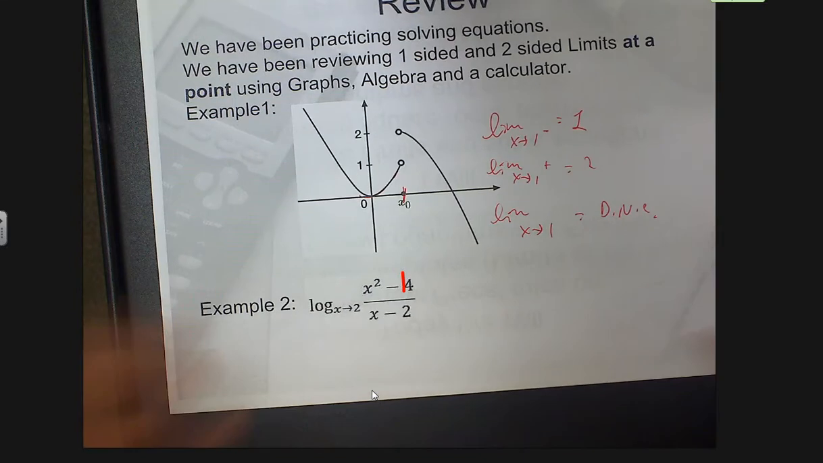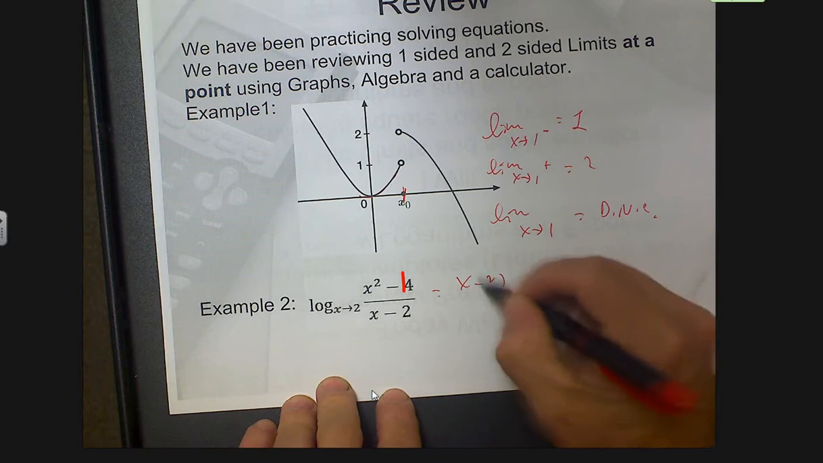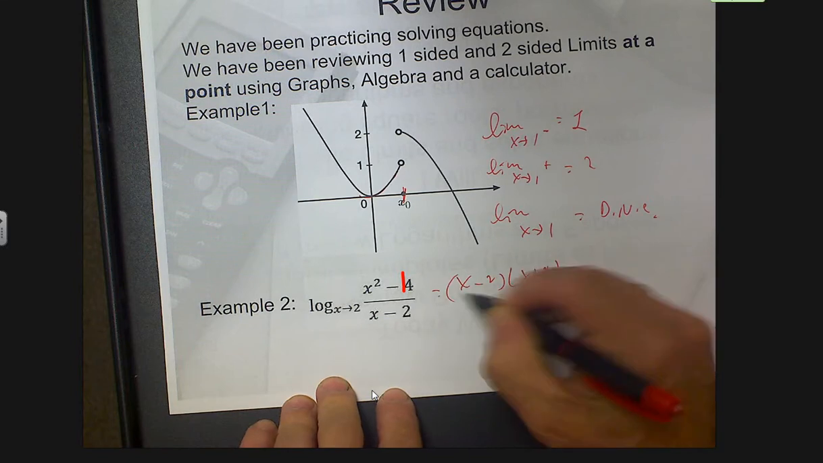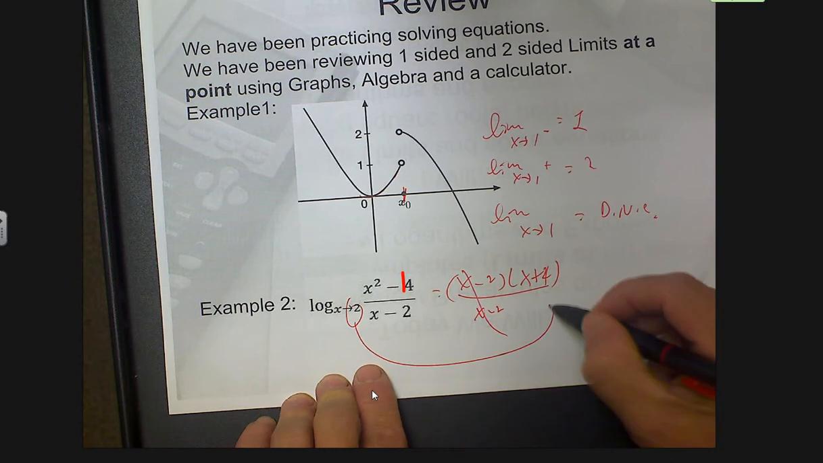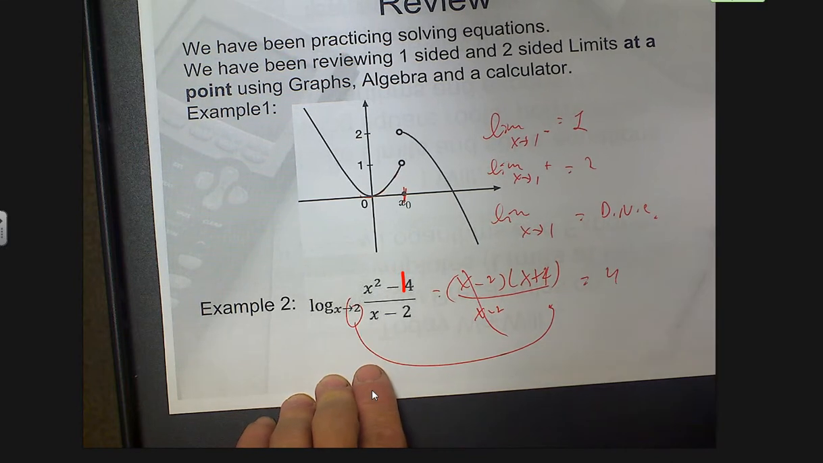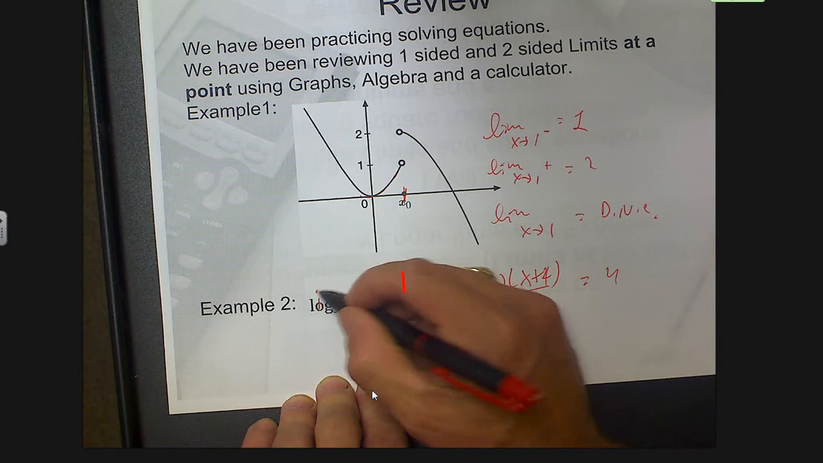Algebraically, x minus 2, x plus 2, x minus 2, plug your 2 in, that's going to be a limit of 4. Right? You okay with that? You agree with that? That should be a limit. Sorry. I typed the wrong thing. Sorry.